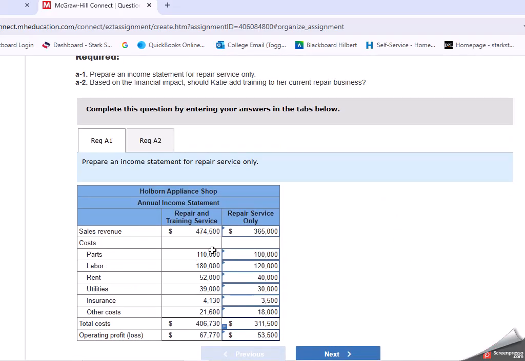But if you think about that, this already includes the 30% increase. So you can't just subtract the 30% because then you'd be taking 30% of the 30%. So what you have to do is divide by the 1.3, so the 130%. So 474,500 divided by 1.3 brings it down.